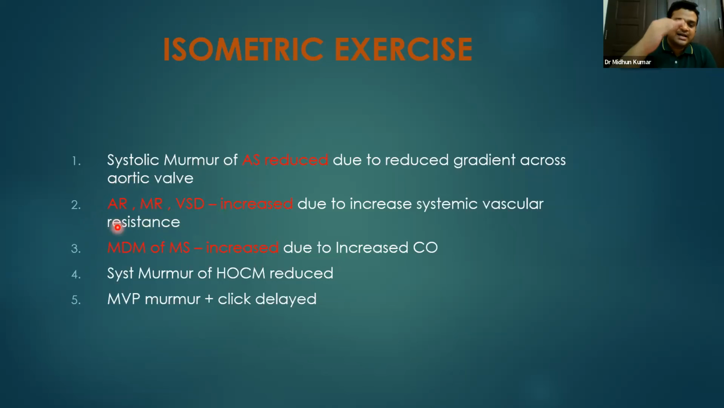The same thing occurs in AR. The diastolic pressure is already increased. If you further increase the diastolic pressure by increasing systemic vascular resistance, then the gradient is going to go up, so the AR murmur increases. So the only conditions that are reduced by isometric exercise are AS and HOCM. In all other conditions, it's going to be increased.